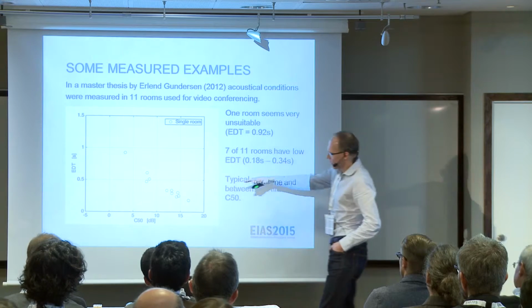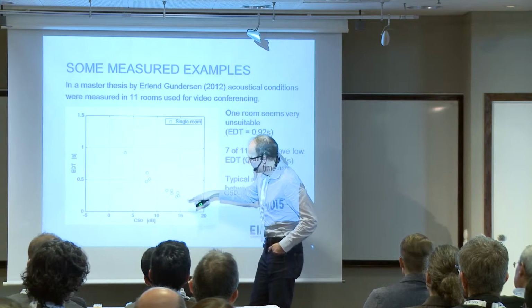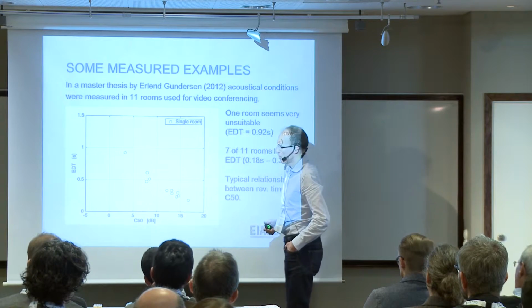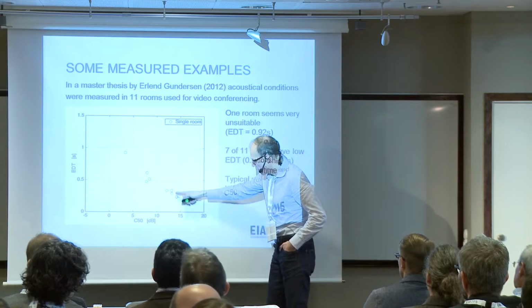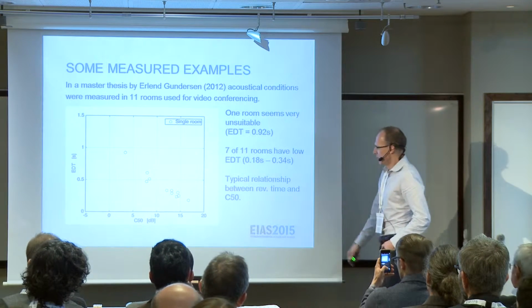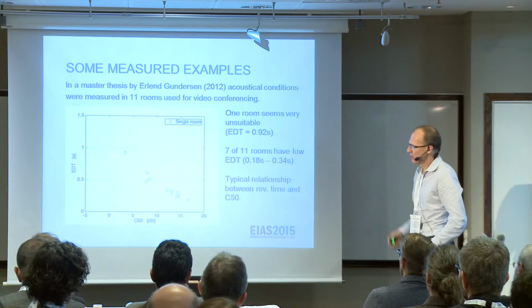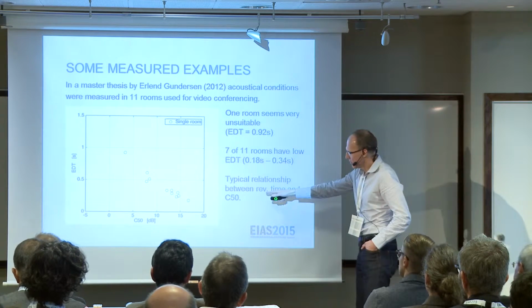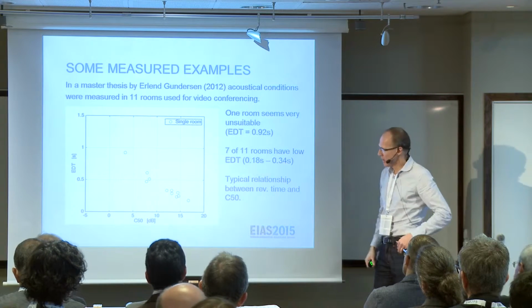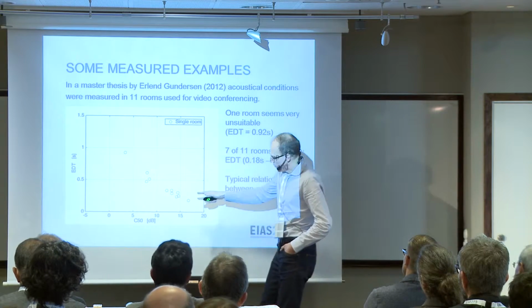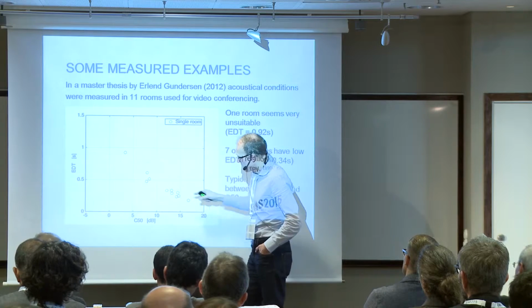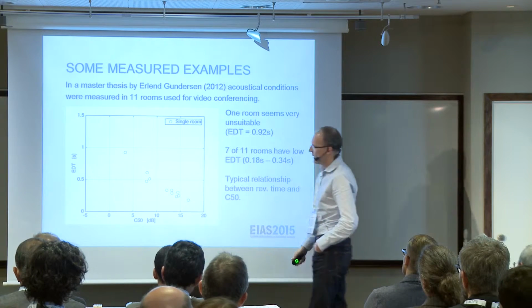So it's not a completely even distribution of cases. Most of them are very dry, between 0.18 and 0.34 for EDT averaged in the room. And C50 also averaged over some measurement positions. If we plot the C50 and EDT against each other, we see quite a clear trend.